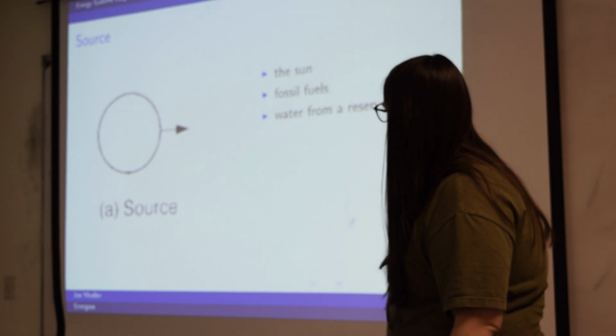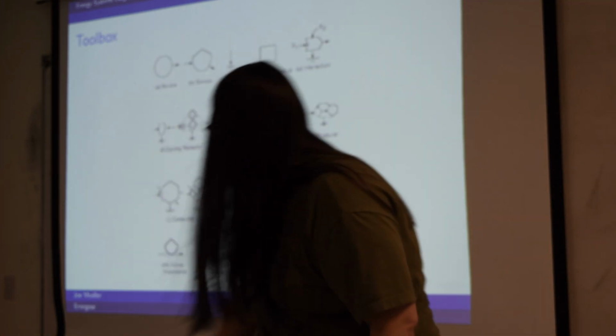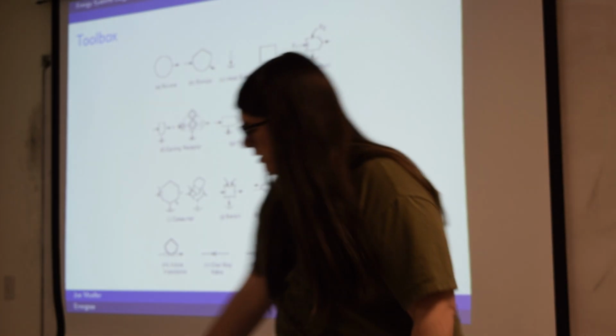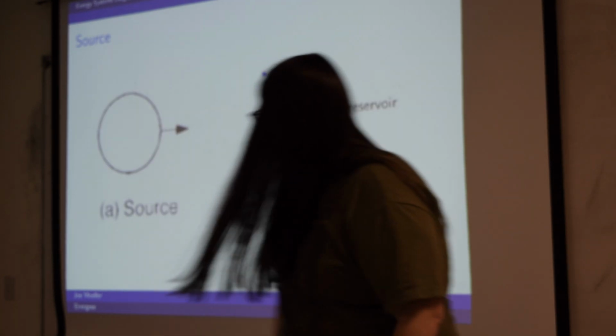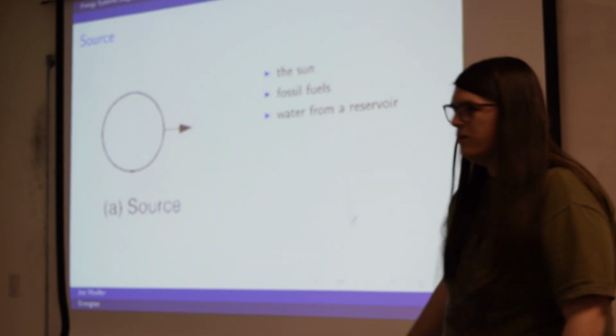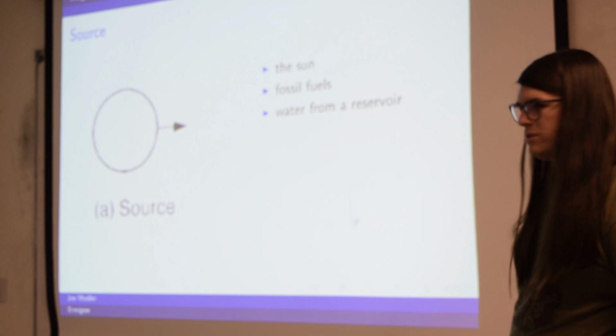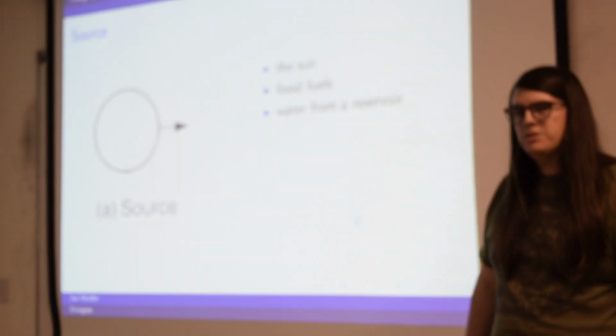I rearranged the stuff that I'm going to tell you about from this picture into first the ones that I think are most easily seen as having a categorical analog. So the source is like an initial object.